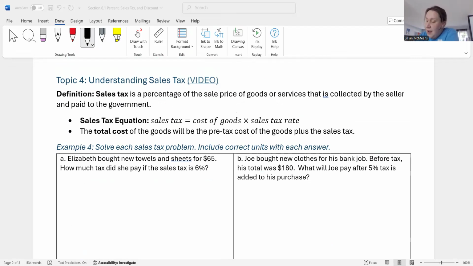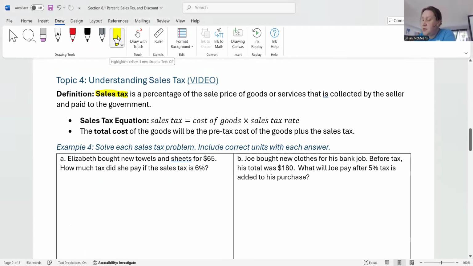So sales tax is a percentage of the sale price of goods or services that is collected by the seller and then paid to the government, okay? So we have an equation. When you're dealing with sales tax or discount, you can solve using an equation or a proportion. Because we've done more algebra than not, we're going to focus more on the algebraic method. So we're going to look at the sales tax equation. I can show you the sales tax proportion, but we're not going to use it as much for this video. I'll show it to you once and then it's up to you if you use it or not.